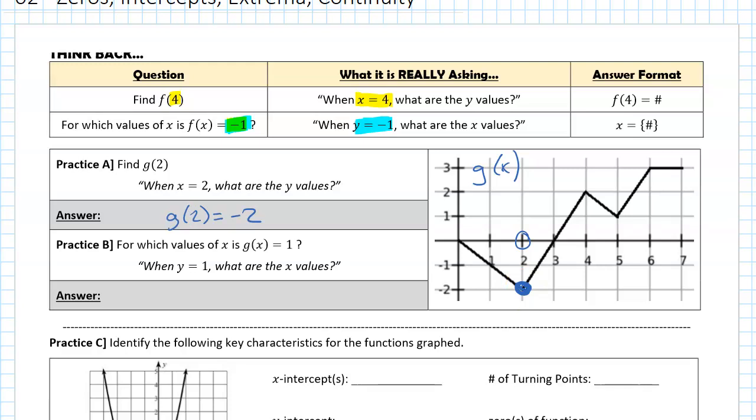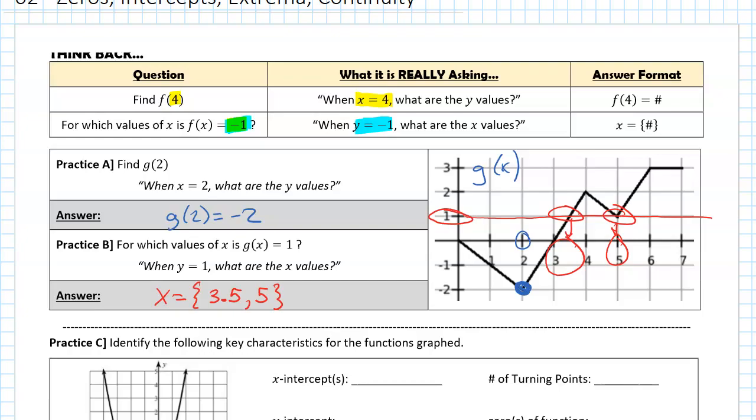We find the y coordinate that goes with the x coordinate that falls on the graph. Okay, for which values of x is g of x equal to 1? What's really happening here is I'm asking you when y is equal to 1. So here is my y value equal to 1. We can think about this as if I were to shoot over and intersect the graph. We intersect at 2 locations. What x values are those? We can see that occurs at about x equal to 3.5 and x equal to 5. So we can have multiple x values for when the y value is equal to 1.